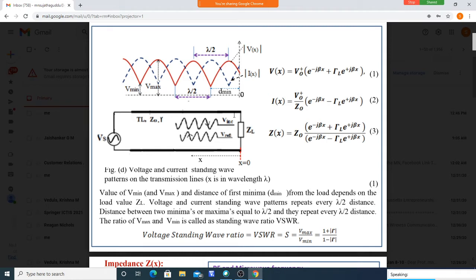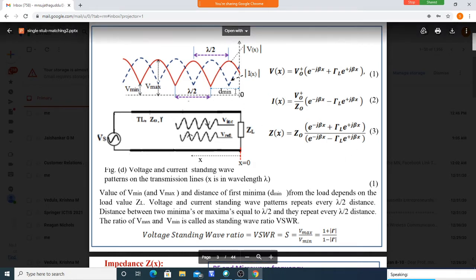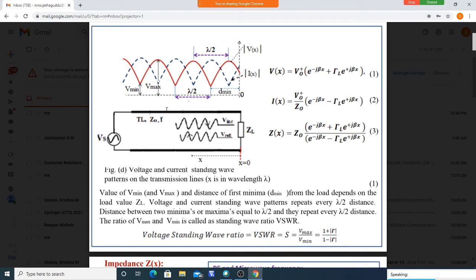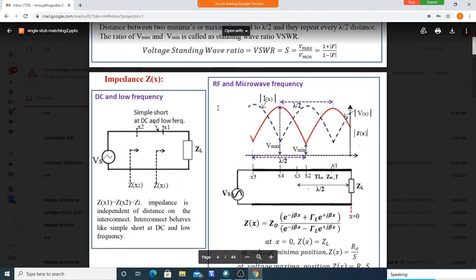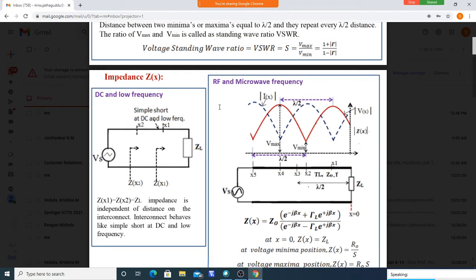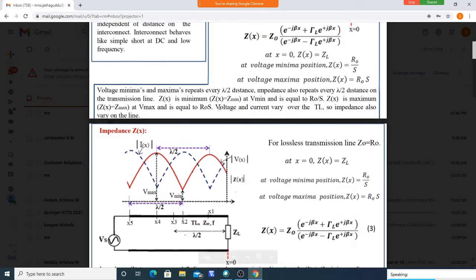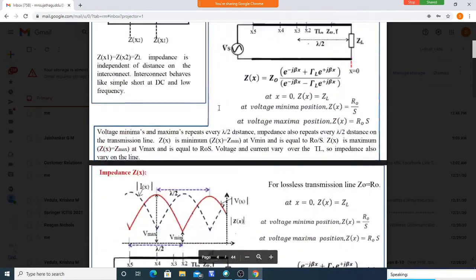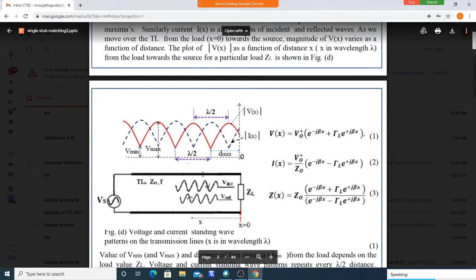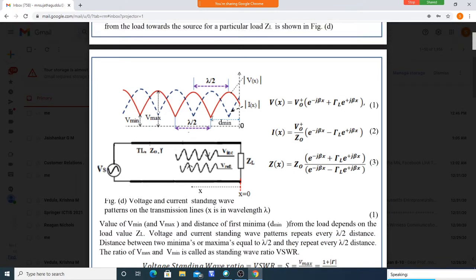And similarly, because current and voltage vary, impedance also varies over a transmission line. Impedance takes a minimum value at the V minimum, and it takes a maximum value at the other position. So impedance takes a minimum value at this minima position, and impedance takes a maximum value at this position.